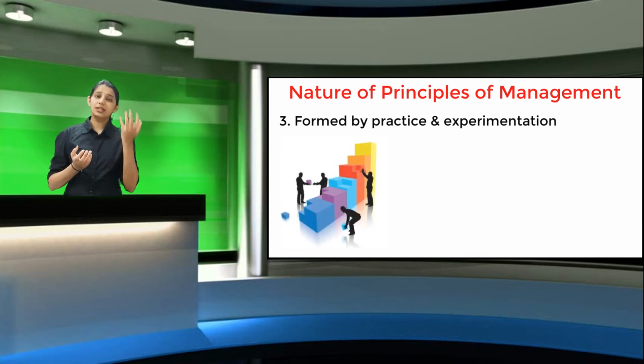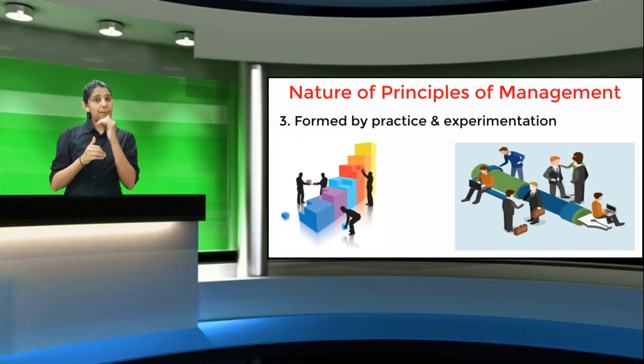So, the managers in the company make experiments regarding the same ideas and plans with the help of the employees, and they observe whether the plan is working or not. This is how experimentation works in the organization. The principles of management are formed by continuous observations and experimentations by managers in different situations.